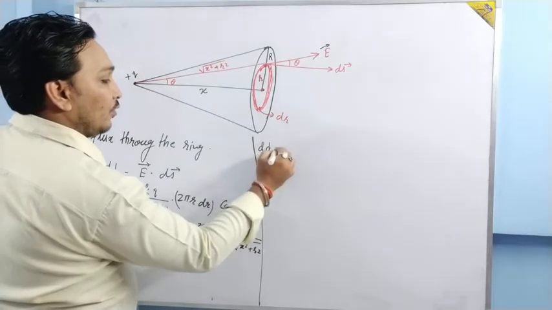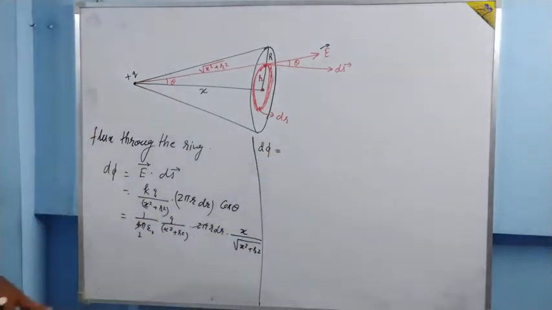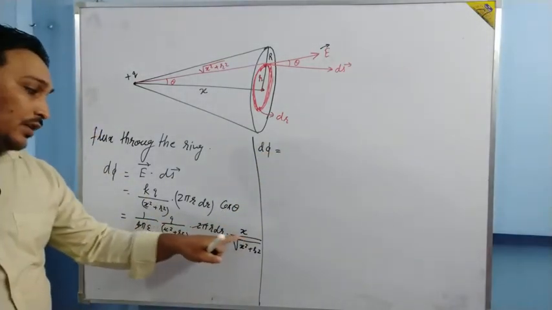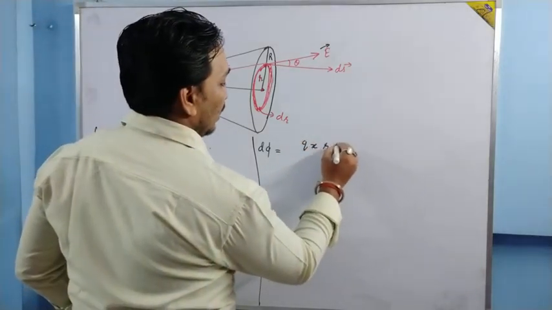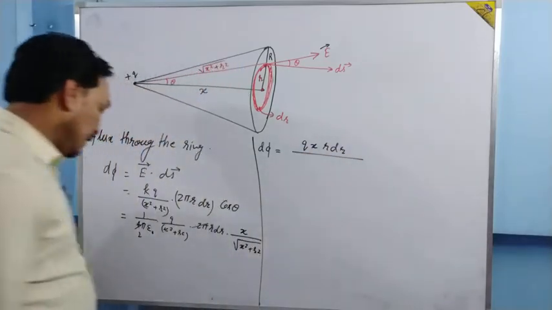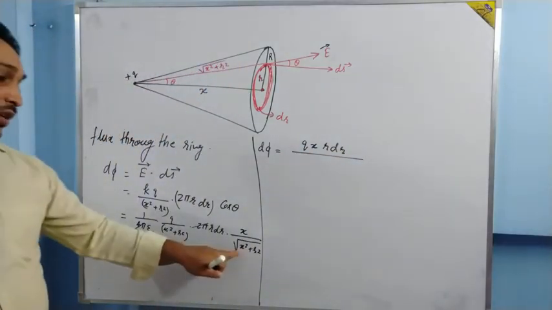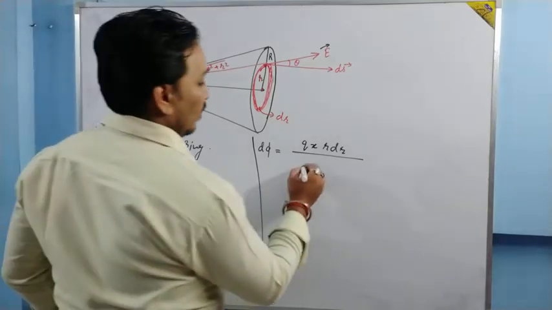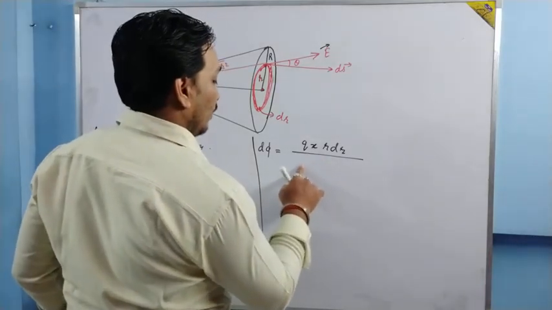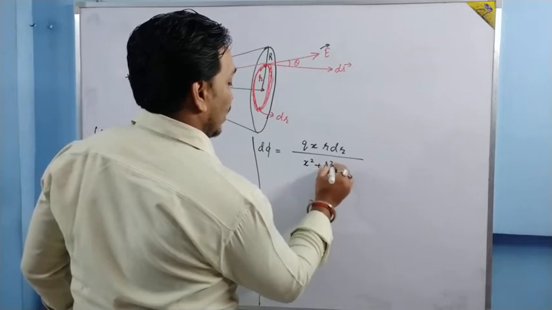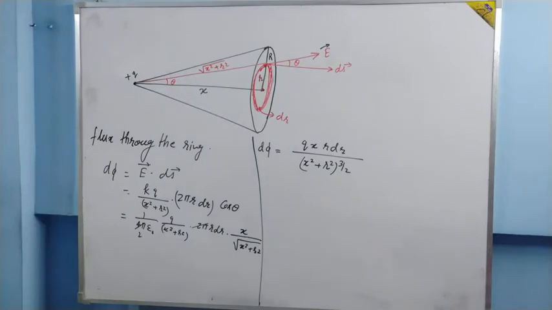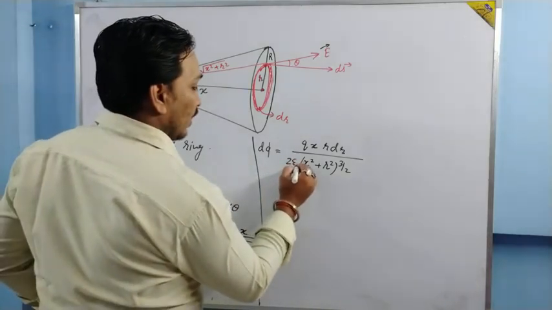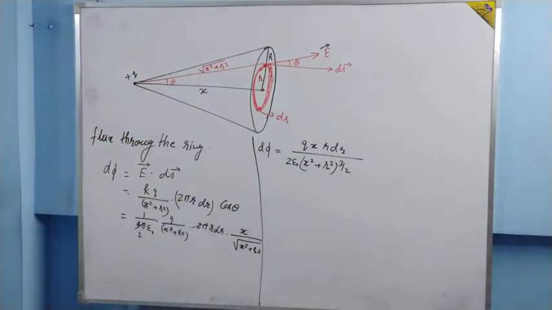Now we will have the expression like d phi is equal to, what are the things which are left? q x r dr upon x square plus r square under root x square plus r square. Leave the under root, we can write x square plus r square to the power 3 by 2, power 1, power half, 3 by 2. And 2 epsilon naught is also there. So this is the value of flux through the ring.